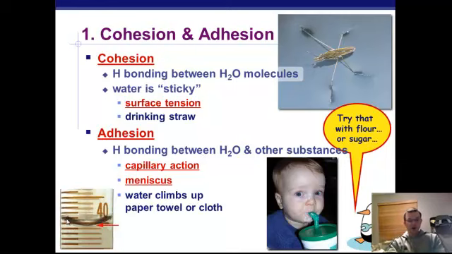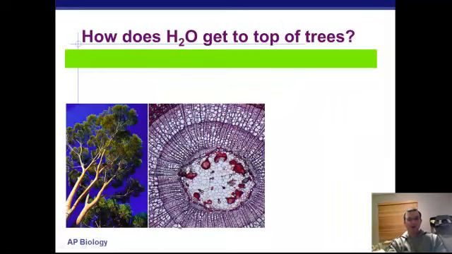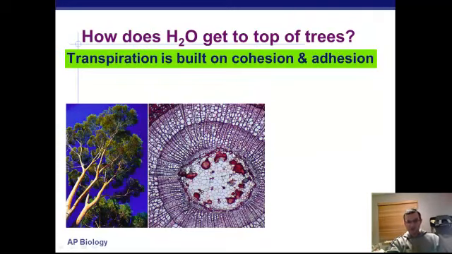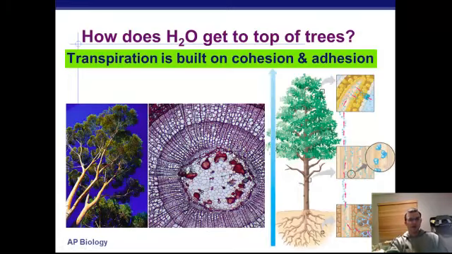This is also the reason why you get the formation of a meniscus in a graduated cylinder, because of the adhesion between the glass and some of the water molecules. This is also how water gets from the roots to the very top of the tree. So let's check this out. So transpiration, getting water to be able to evaporate out of the leaves, is a result of cohesion and adhesion.